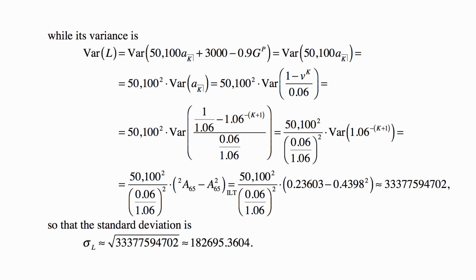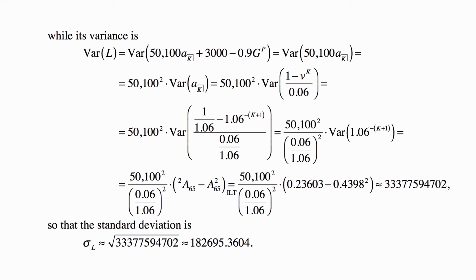And in that calculation of the variance, we notice immediately that 3000 minus 0.9 GP is a constant, so it doesn't have any variance. We disregard that. So it's only the variance of 50,100 A angle K. That's 50,100 squared times the variance of A angle K. And A angle K is (1 minus v to the K) over 0.06. Then we divide the top and the bottom by 1.06 to get 1.06 to the minus (K plus 1). And then all the constant terms don't have variance, so we ignore them.